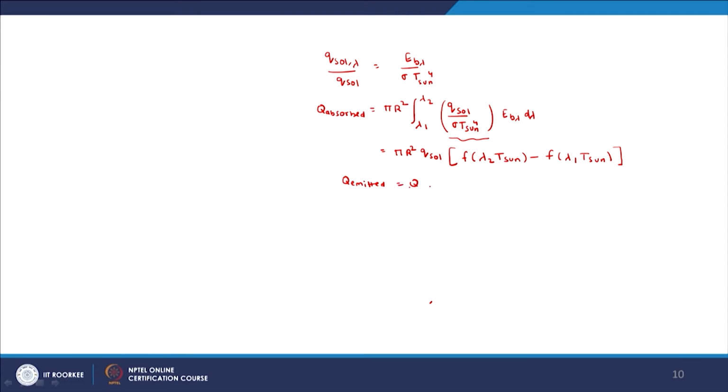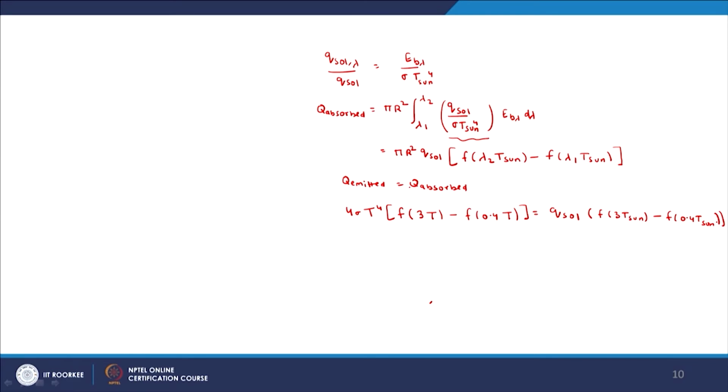Now, we do an energy balance on the sphere, that means Q emitted is equal to Q absorbed, and we get 4 sigma T power 4 f. Now, lambda 2 is 3 micron. So, 3 times T, the temperature of the sphere, minus f 0.4 micron temperature of the sphere is equal to q sol. The pi r square will cancel out from left hand side and right hand side, and we get f of 3 times T sun minus f of 0.4 T sun.